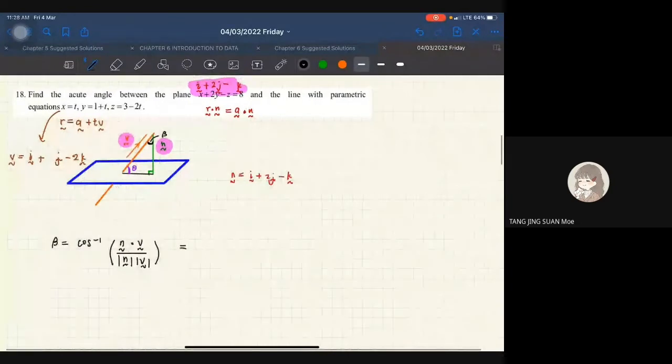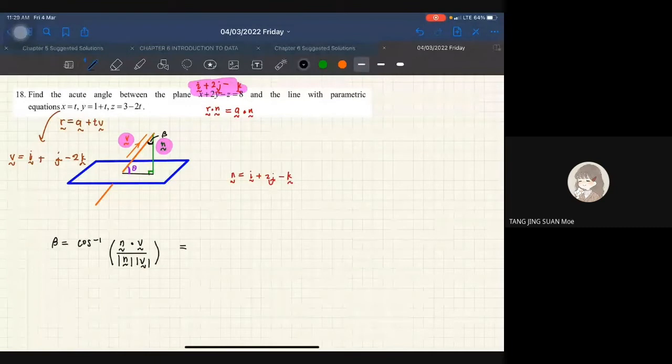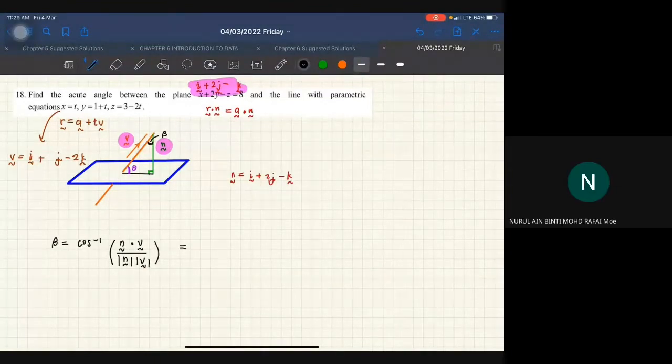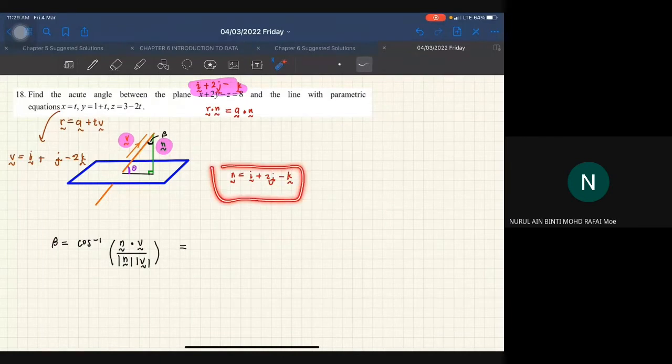This one I want you to finish on your own. Okay, have you done this question? Have you finished? Yes, Miss. Okay, so you should get the correct answer. The answer at the back is also correct. Okay, so you just need to find the dot product of the normal and your V, put it on top. And then find the magnitude of your normal and magnitude of your V, put it at the bottom. Then just press your calculator and you will get your answer.